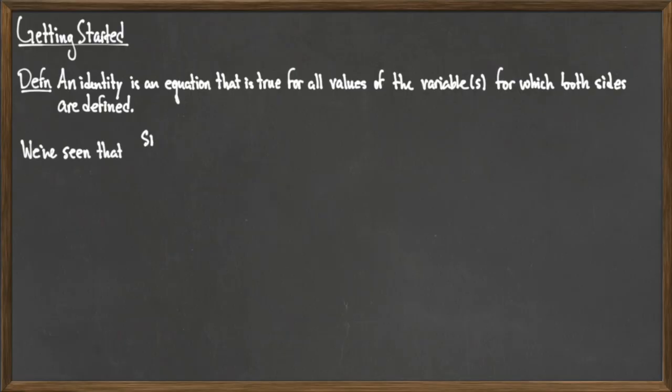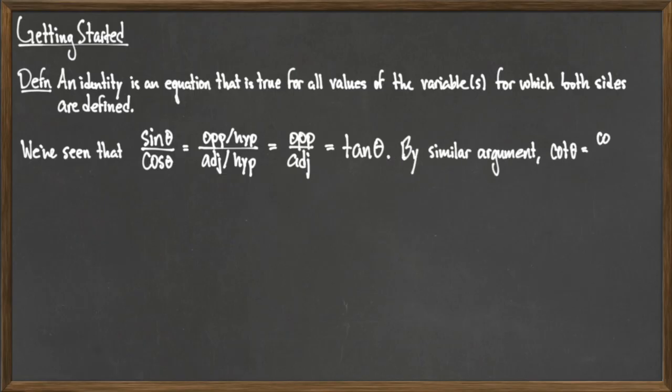Let's go ahead and start off with some ones that we've seen before. We saw before that when I take sine of theta and divide it by cosine of theta, which is opposite over hypotenuse divided by adjacent over hypotenuse, I get opposite over adjacent, which is tangent of theta. And by similar argument, you can find that the cotangent of theta is equal to cosine of theta divided by sine of theta. This is one of our first trig identities that we've already seen, but now we're actually going to work with it in problems.